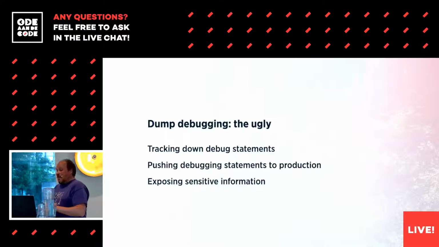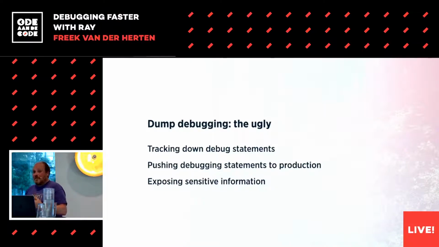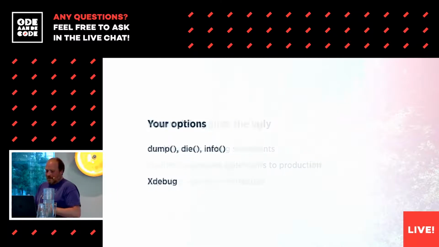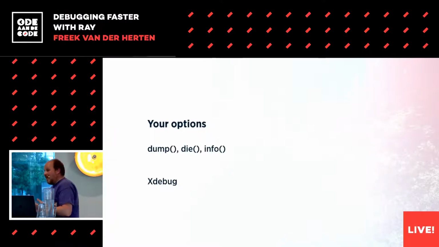Even if you think you've removed them all and you didn't, you might commit one of them, push it to production, and now you have a debug statement in your production environment, and you might be exposing some sensitive information. This doesn't necessarily happen every time, but there's a risk that you forget to remove a debugging statement. So there are two options, the dump and die debugging, and we have Xdebug.